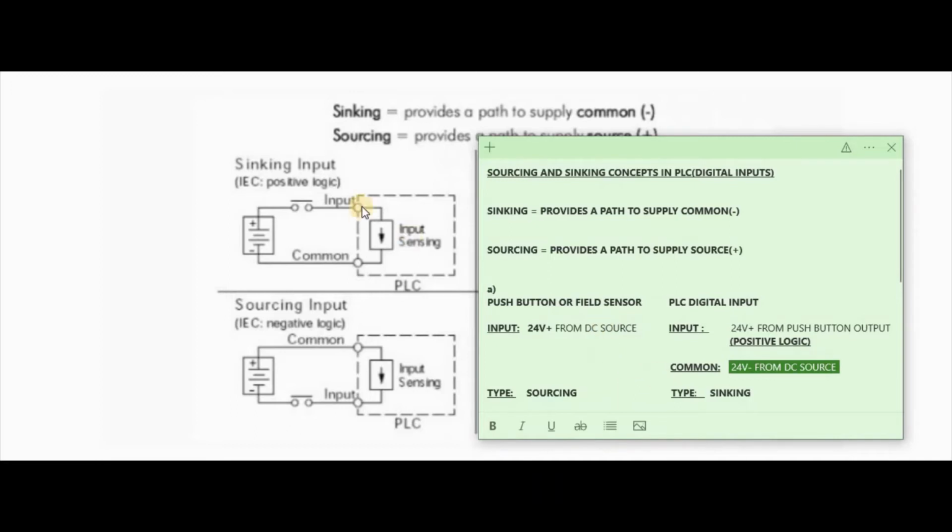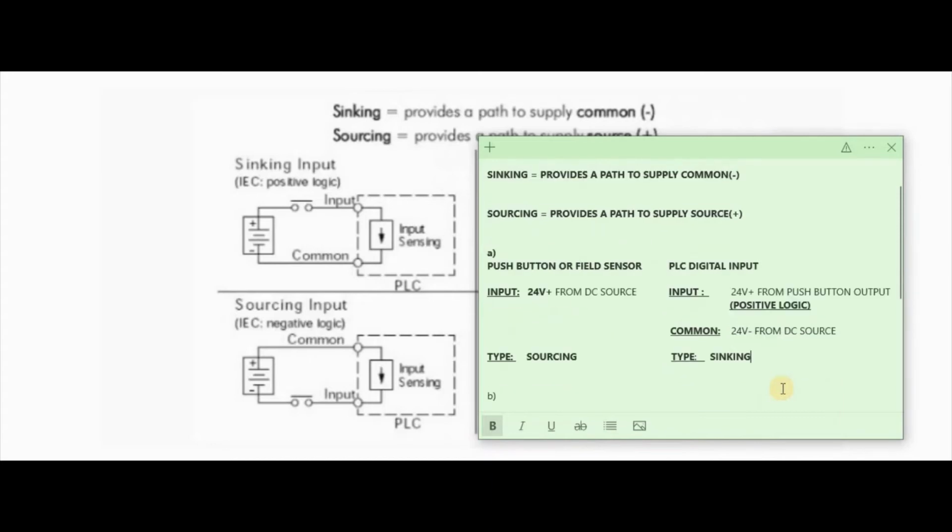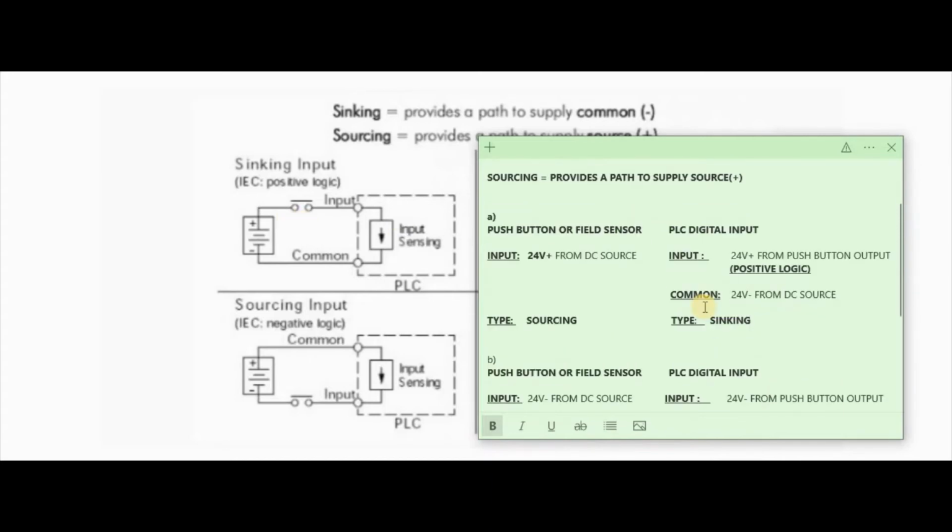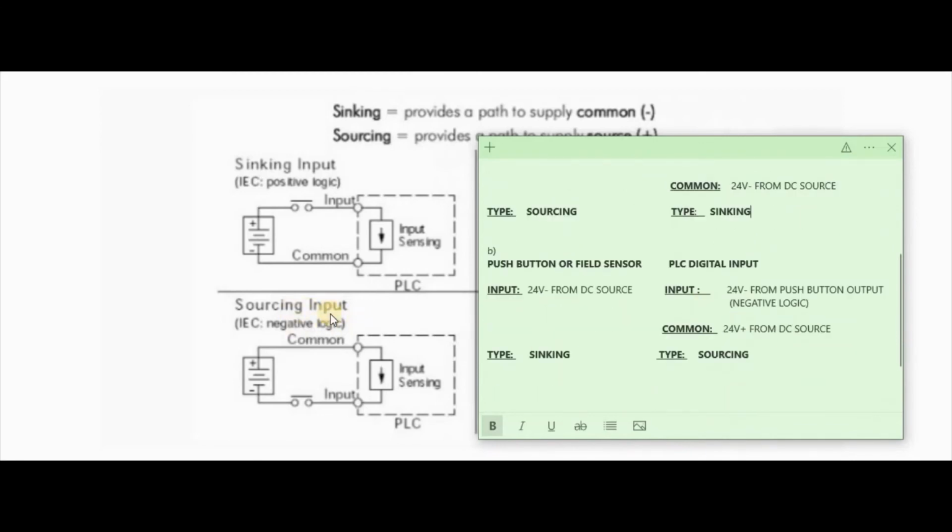Here there is one tip to remember for source and sink type. We take the field sensor or push button first. Whoever has positive, we can call it source type. First, 24 volts from the DC source goes to the push button, so positive, that means source type. The PLC is receiving power from the push button output, so we can call it sink type. Next we will see the sourcing input further.